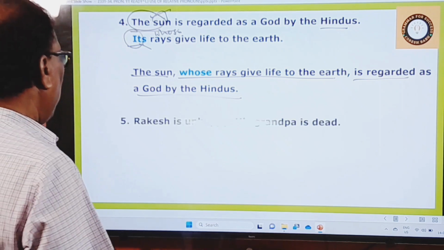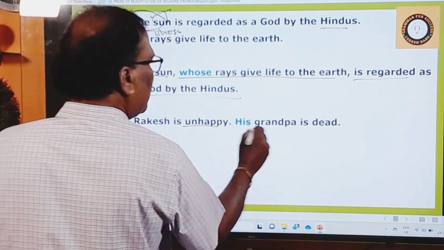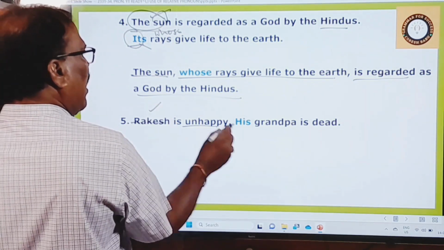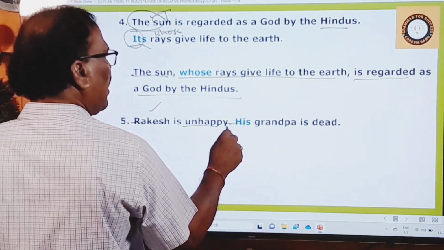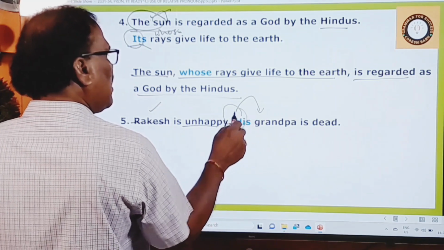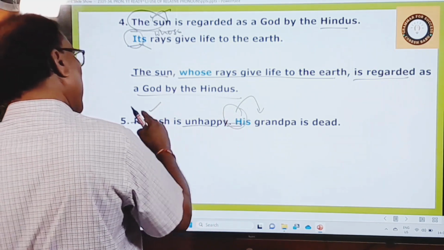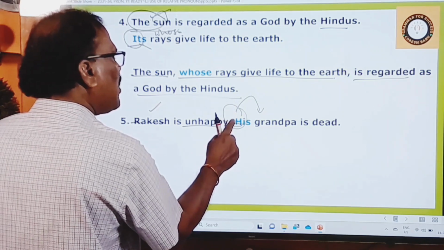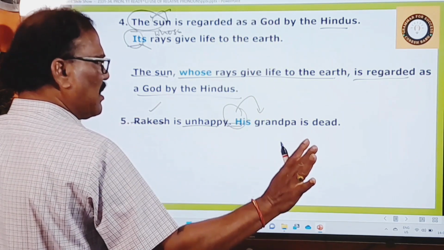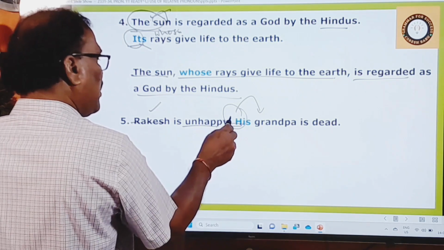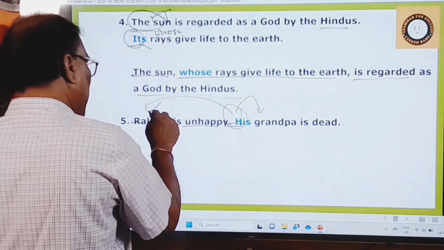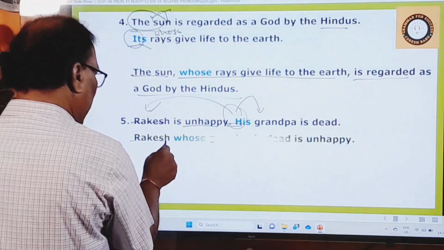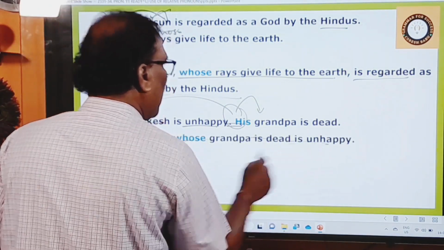Right. And next, Rakesh is unhappy. His grandpa is dead. We are talking about Rakesh. And here in the second example, his grandpa, the grandpa of Rakesh, that is the meaning. So this is in the possessive case. So instead of this, we have to use whose. That point is clear. Then where should we use it? What is this he referring to? It is referring to Rakesh. So immediately beside that, you have to use whose. Here you see: Rakesh, whose grandpa is dead, is unhappy.